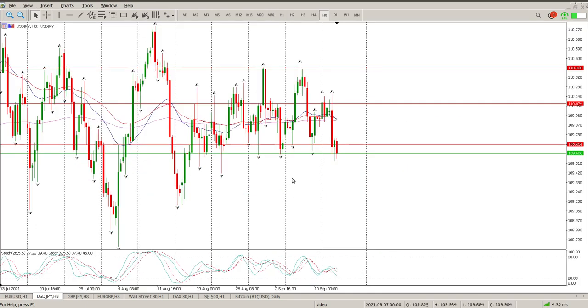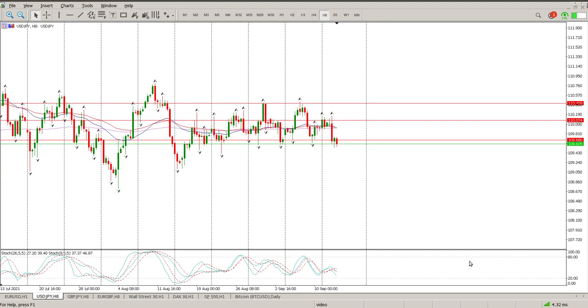For me, this is sideways, so I don't trade sideways markets, so we'll sit and wait this one out for now. US dollar, Japanese yen, pretty much a similar picture. We are bottom of range at the moment. Nothing really indicating I need to pay attention to this. Look at the moving averages, they are flat.